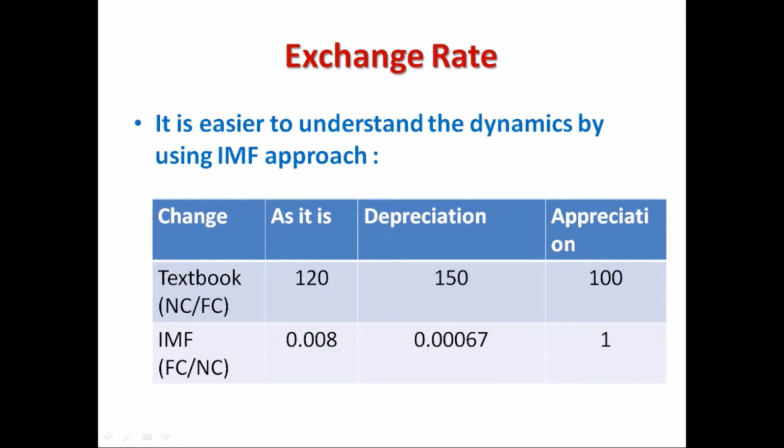To illustrate this with an example, we take the case of the two approaches in the context of Nepalese rupees and US dollar. Suppose that one US dollar is equivalent to 120 Nepalese rupees. If we express it in indirect quote, it becomes 0.008. Suppose that Nepalese currency depreciates, or its strength weakens, and the exchange rate becomes 150. So this is an example of depreciation because the Nepalese currency has become weaker. It can be seen from the fact that earlier only 120 rupees was required to buy one US dollar. Now 150 rupees is required to buy a US dollar. So looking at the textbook definition, when the value of the exchange rate increases, the currency weakens.